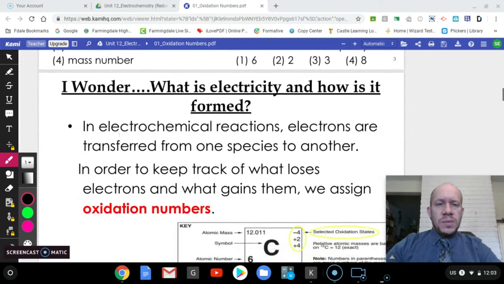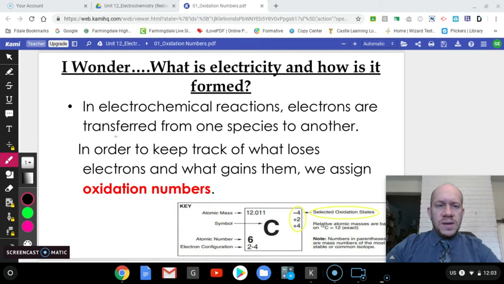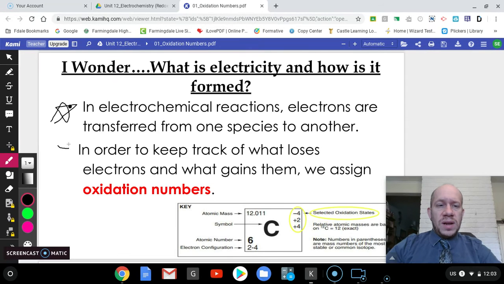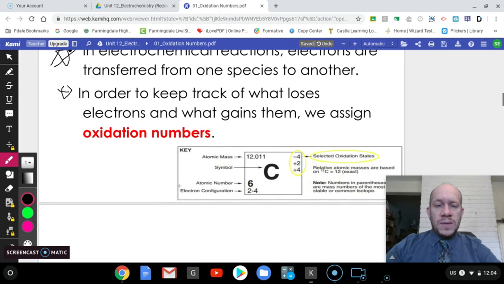So I wonder, what is electricity and how is it formed? Throughout this unit, we'll learn about this. But for now, we're going to just talk about how in electrochemical reactions, electrons are transferred from one species to another. So that's how we get electricity. In order to keep track of what loses electrons and what gains them, we assign oxidation numbers. So that's where we get those selected oxidation states from our elements on the periodic table, and this will be part of how we use that.